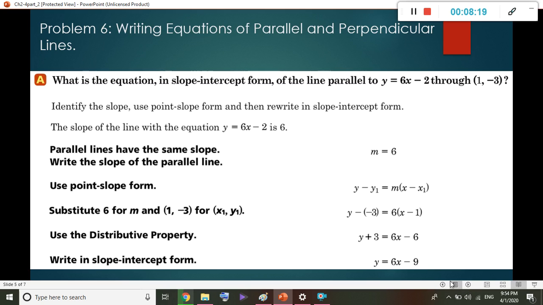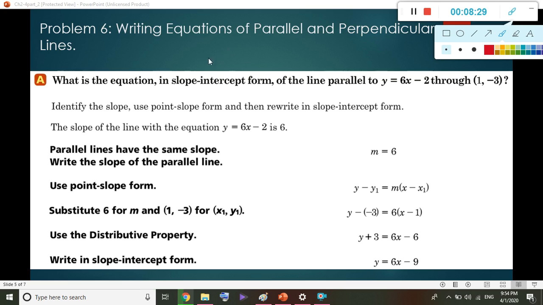Let's now have some examples here. Writing equations of parallel and perpendicular lines. What is the equation in slope-intercept form? Do you remember what the slope-intercept form is, girls? Which is y equals mx plus b. This is the slope-intercept form. What is the equation in slope-intercept form of the line parallel to y equals 6x minus 2 through (1, -3)? Okay, let's solve this together then.